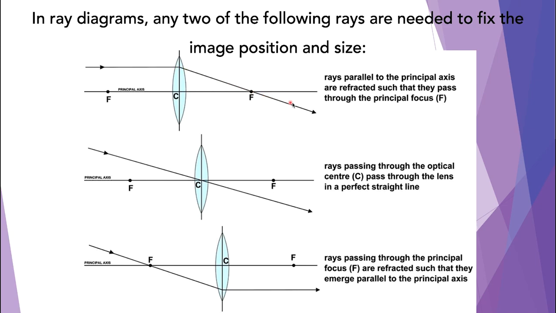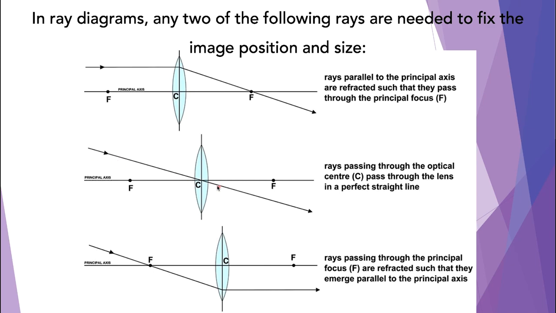So here we can see the direction and the angle of this lens. So when it passes through the principal focus, it doesn't bend or anything, it remains straight. But this is the first ray. This ray is refracted such that it passes through the principal focus. The second ray is like this.